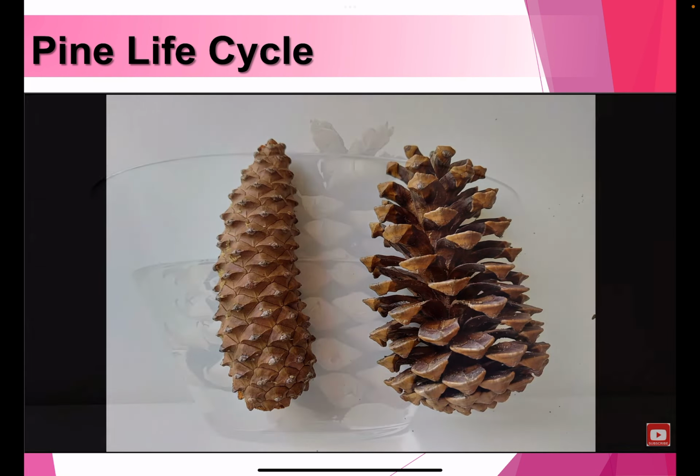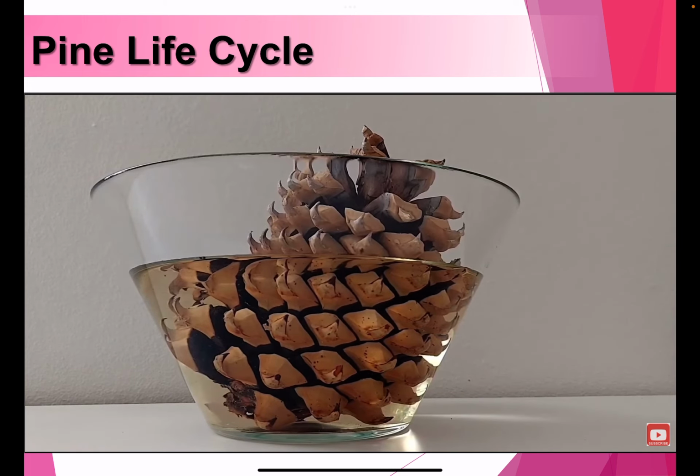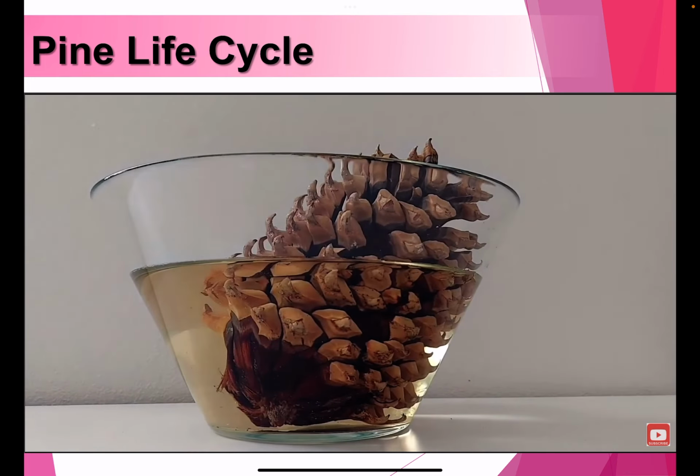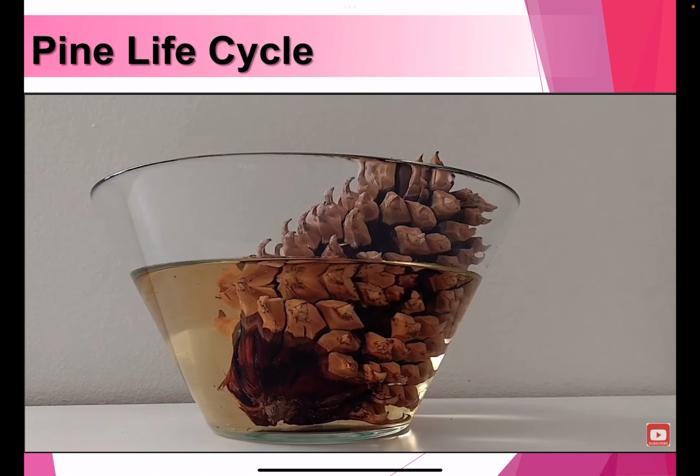Which is pretty cool. You can try this experiment at home. Just take an open, mature female cone and place it into a bowl filled with water. Watch the scales slowly close up as the cone takes on the moisture. That's the protecting mechanism in action.